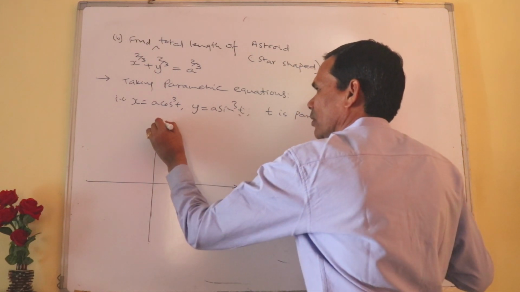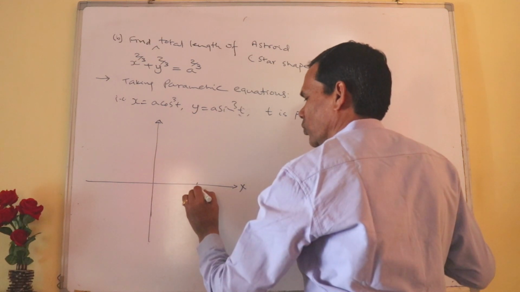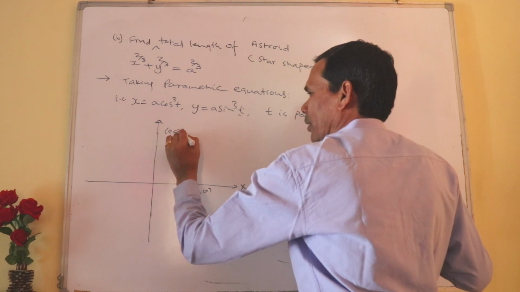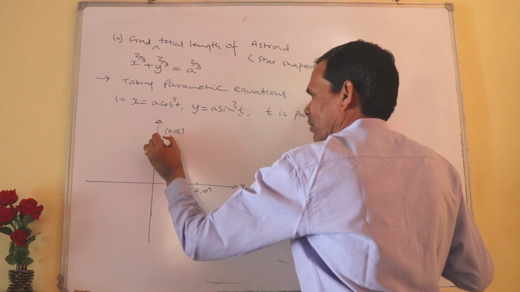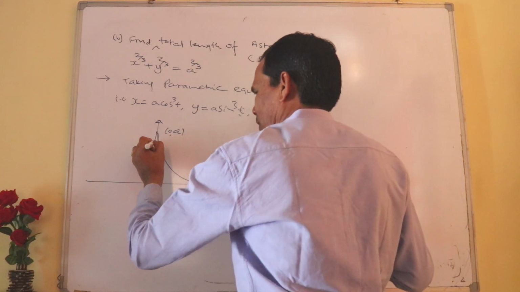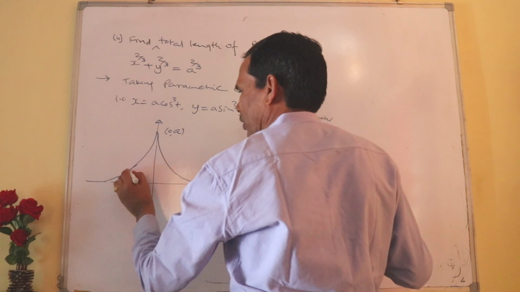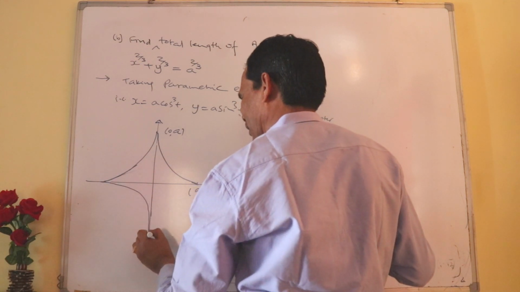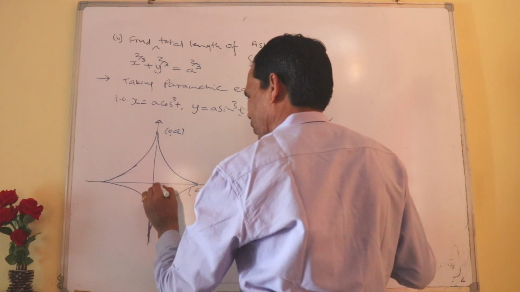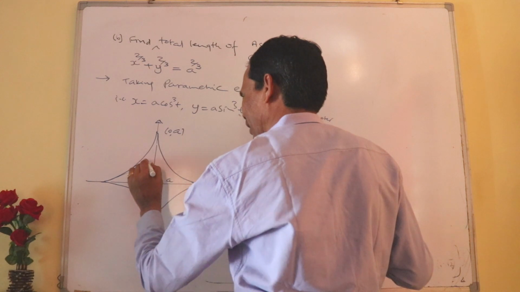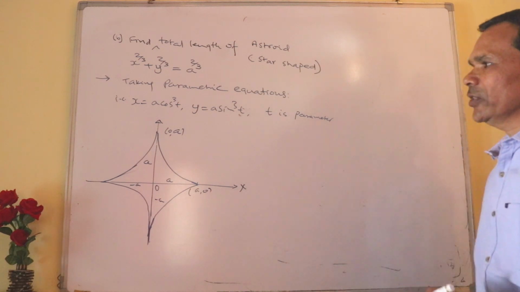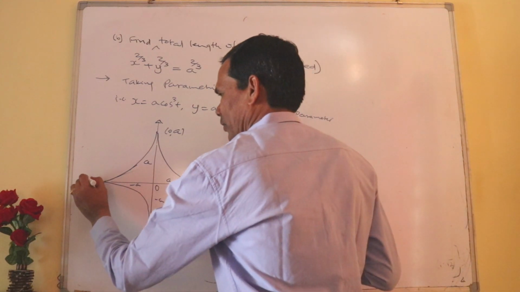This is the x-axis, this is the y-axis. So this point is (a, 0), this point is (0, a), and here is the cusp at this particular point. It is something like this curve. If you try to trace it, it would be something like this. So there are cusps at 4 points. This is the origin, this is a, this is a, this is minus a, this is minus a. So this is the asteroid, a star-shaped curve.